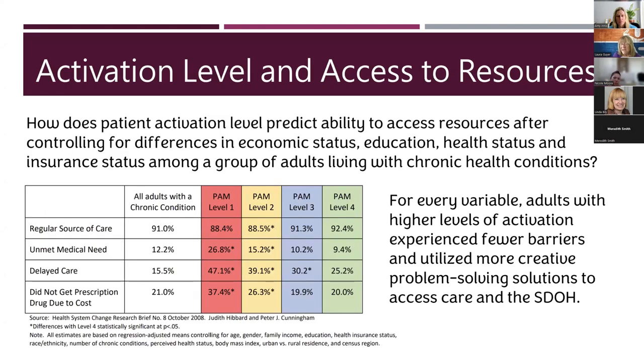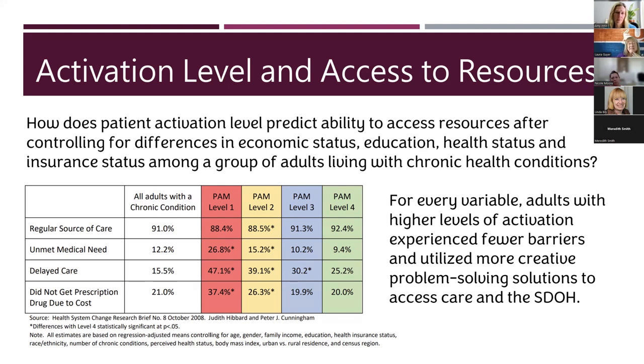I thought this was a fascinating table because it's looking at the social determinants of health and access to the social determinants of health by activation level. What it's trying to do is look at patient activation level to see how it predicts access to resources after you control for differences in economic status, education, health status, and insurance status.